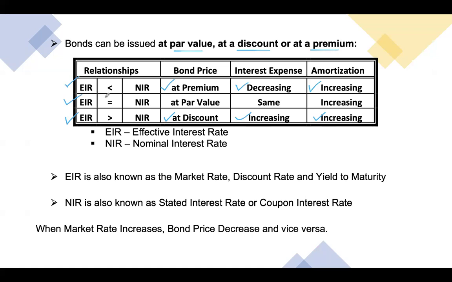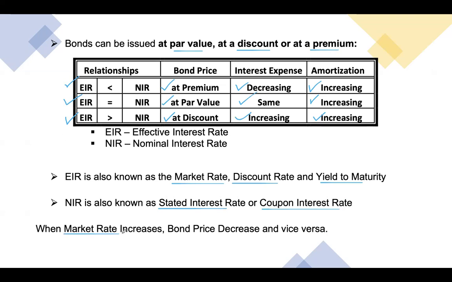While if the effective interest rate is equal to the nominal, the bond is issued at par value. So the interest expense will be the same while the amortization is increasing. Effective interest rate is also known as market rate, discount rate, and yield to maturity. Nominal interest rate, on the other hand, is the stated interest rate, or coupon interest rate.